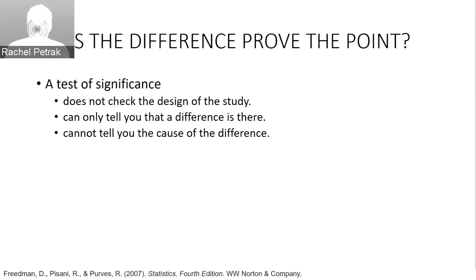It's also important to consider whether or not the difference proves the point. A test of significance can only tell you if the observed result is likely to be due to chance variation or not. It cannot check the design of the study, so it can't tell you if your study is good or not. It can only tell you that a difference is there. It can't tell you the cause of the difference.